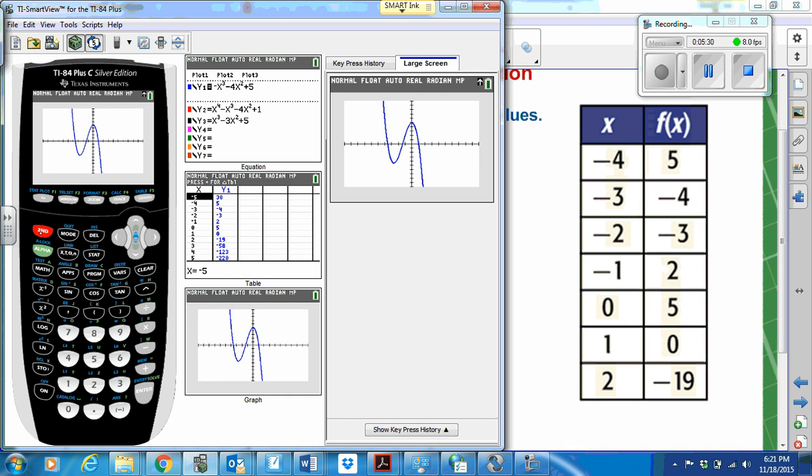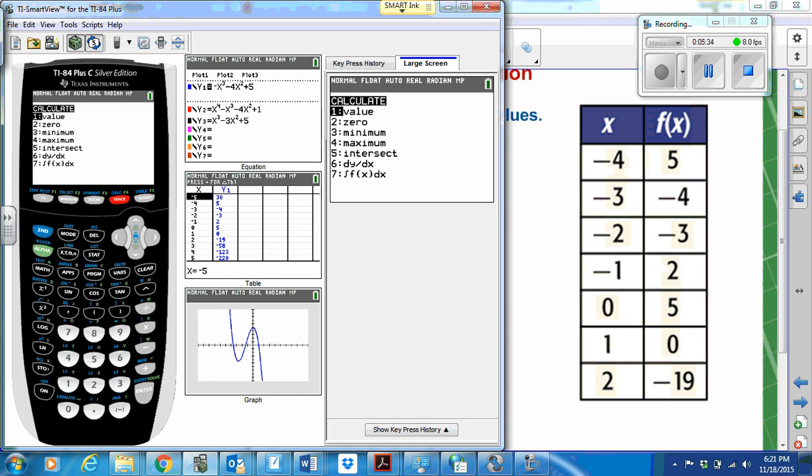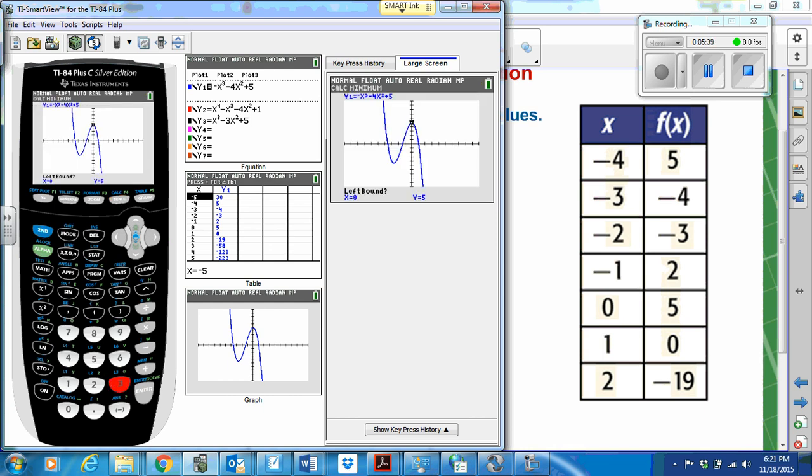Just to remind you, right above here it says calculate. And we're going to go to calculate and find this minimum value right there. It always asks for the left bound first, and you can make the cursor go to the left and hit enter. Then make the cursor go to the right of that minimum point and hit enter. And so you see those two dotted lines. The next time I hit enter, it's going to actually calculate what that minimum value is.